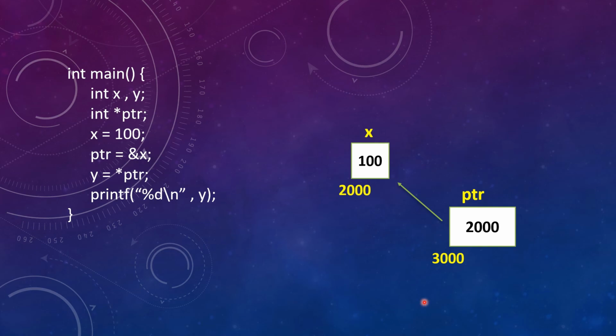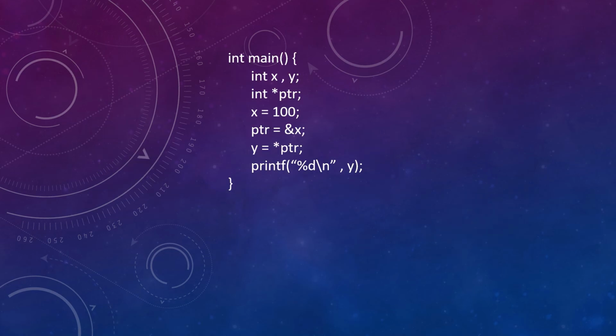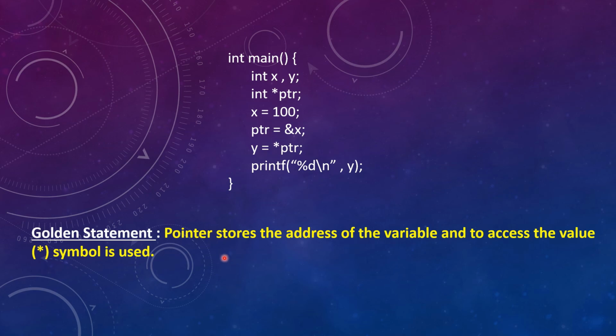Before coming to an end, I would like to give you the very important golden statement for this video. The golden statement is: a pointer stores the address of the variable, and to access that value you must have a key, and that is the star symbol. This golden statement is very important to understand, else you won't be able to solve such questions during your interviews. Pointers store the address of the variable, and to access the value we have to use the star symbol in our code.